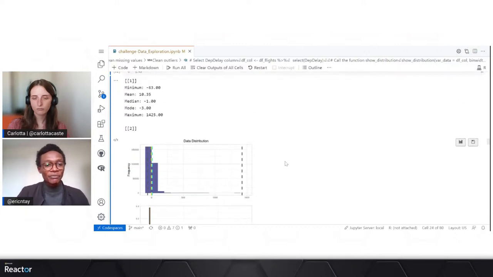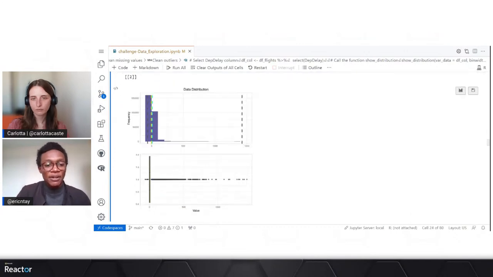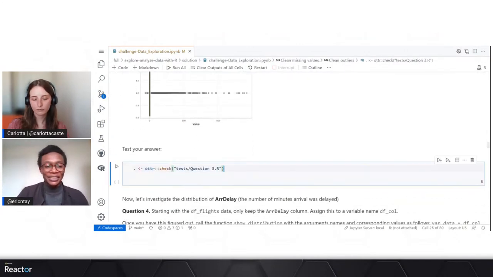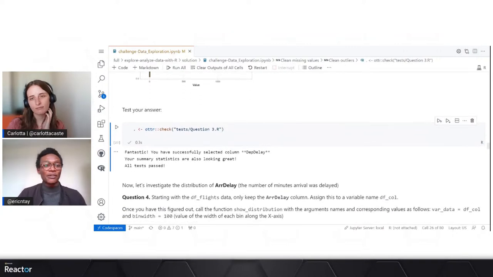Given that you have run the function and gotten some summary statistics and summary plots, we can now check our answer to see whether the select verb is really correct. So once again, let's run that particular piece of code. And yes, Carlotta, you are right.